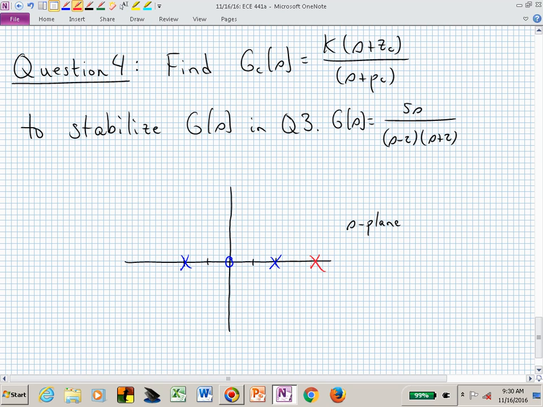I probably don't want to do that because now where are my asymptotes? Plus and minus 90. And so they're going to go off to infinity. Why don't I just do this? Why don't I put a 0 right there? Now what does my root locus look like?